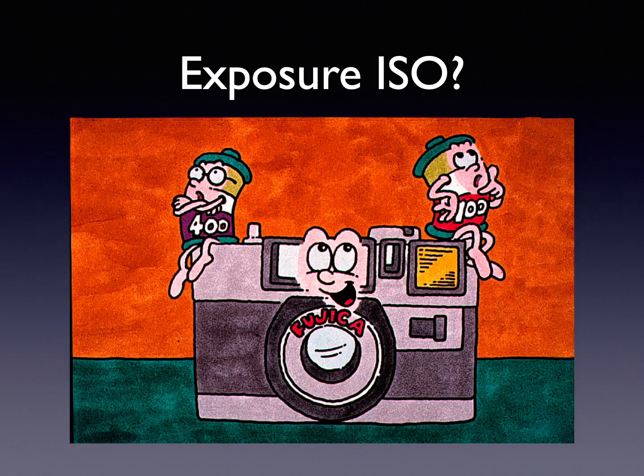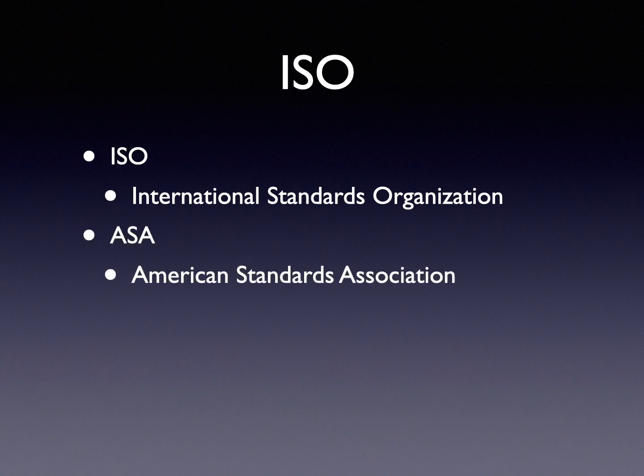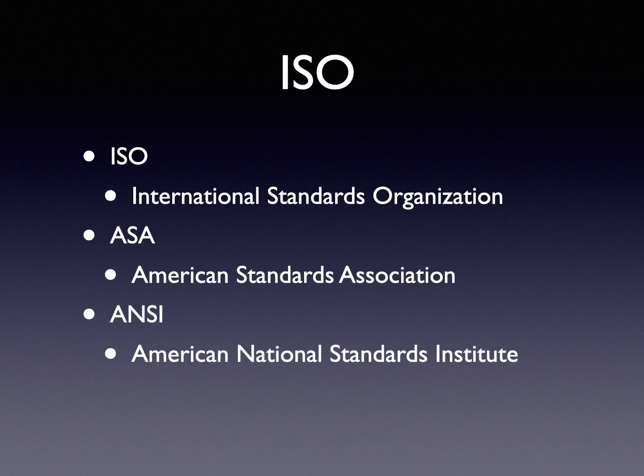Another way to control exposure is using ISO. ISO is an abbreviation for International Standards Organization. This was a standard that was used with film, and it replaced an older standard called ASA, American Standards Association, which morphed into the American National Standards Institute. In Germany, they use another standard called DIN, Deutsche Industry Norm.